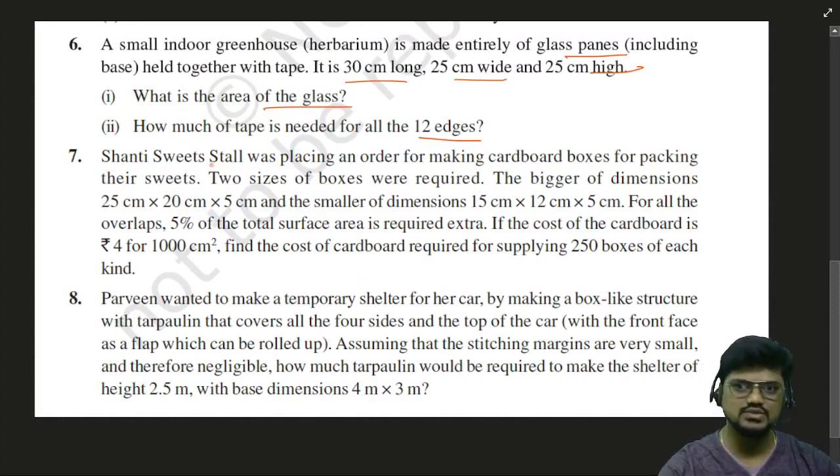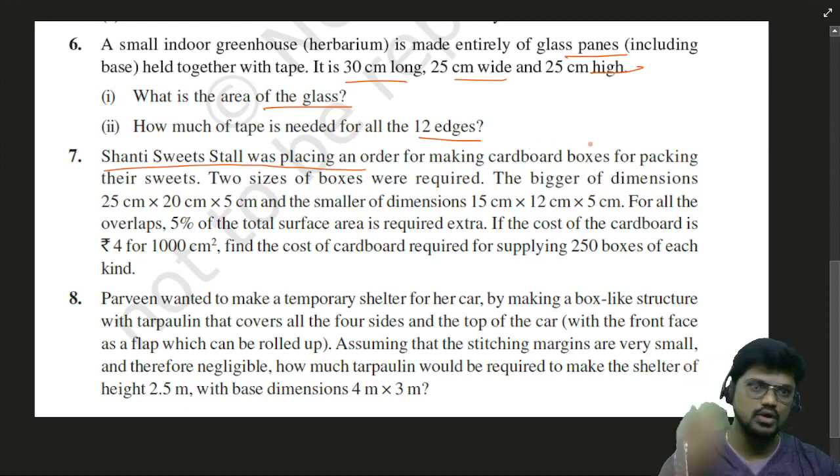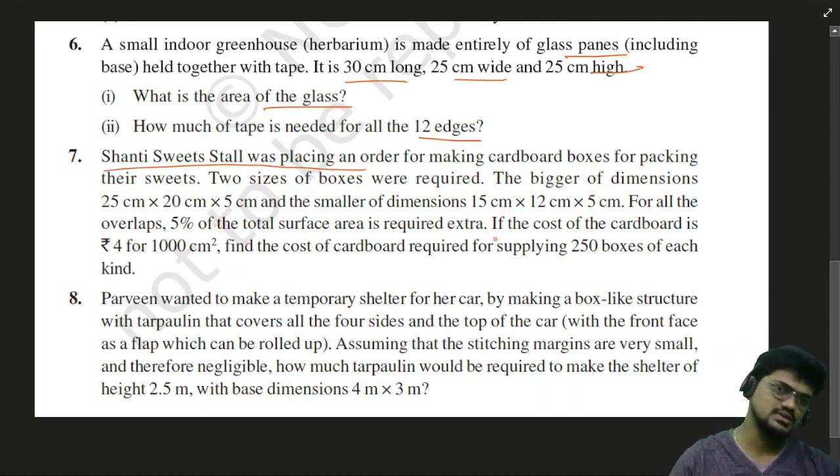The next is Shanti Sweet Stall was placing an order for making cardboard boxes for packing their sweets. Two sizes of box were required, the bigger of dimension this and the smaller of dimension this. For all the overlaps, 5% of the total surface area is required extra. If the cost of cardboard is rupees 4 for 100 centimeter square, find the cost of cardboard required for supplying 250 boxes of each kind.